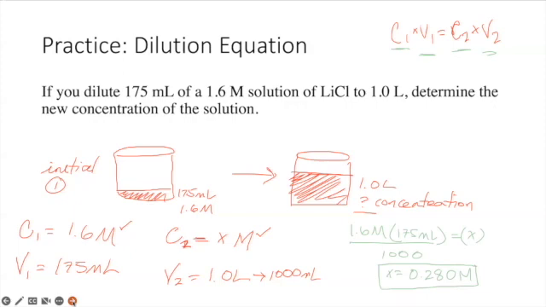I probably only want to take that to 1 sig fig, 0.28 molar, just because we want to use the least amount of sig figs that's given in the given quantities, and that just happens to be 2.